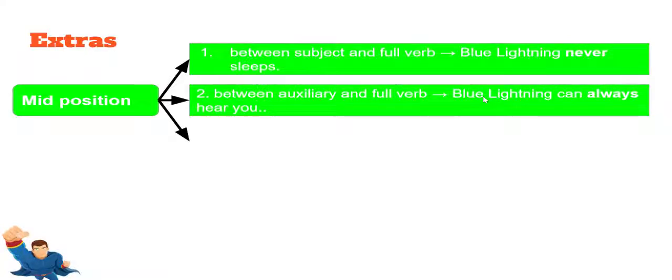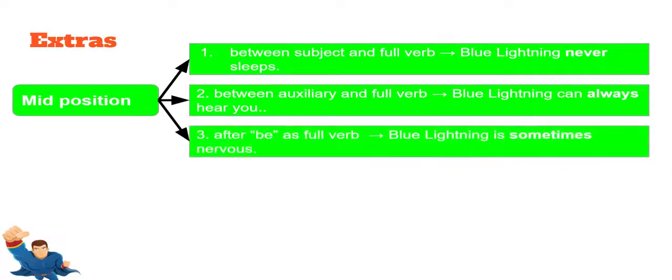Like in the example sentence here, blue lightning can always hear you. Can is the auxiliary, hear is the full verb, and always, the adverb of frequency, appears right between the two. Okay? This is true when there is an auxiliary. Last but not least, we've got a third option, and this is when your full verb, your only verb in the sentence, is to be. And if be is your full verb, the adverb appears after be.